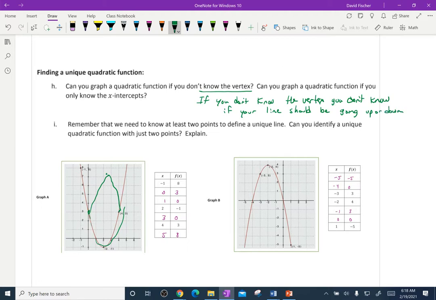Okay, can you graph a quadratic function if you just know the x-intercepts? I think the same thing. That is, I'm going to get rid of all this. If I just know the x-intercepts, so that would be these guys down here, I still don't know if my vertex is up or down and which way this line should go. All I have is two dots. So I'm going to say the same if I only know the x-intercepts.